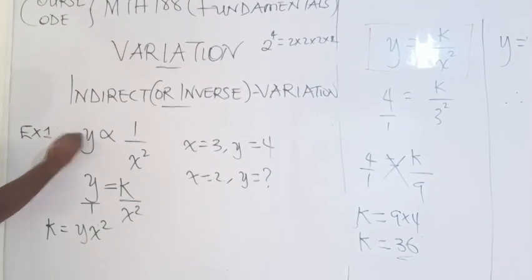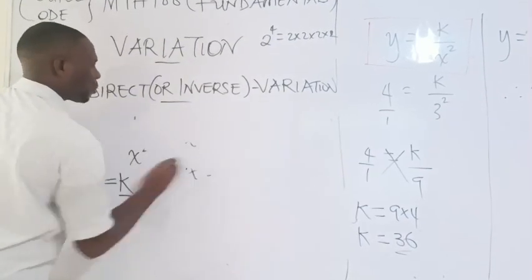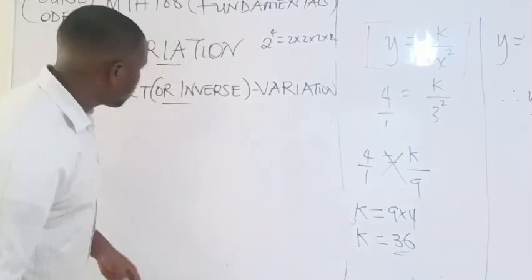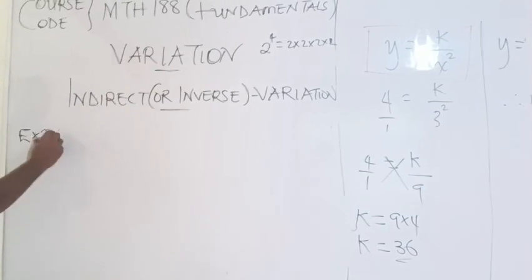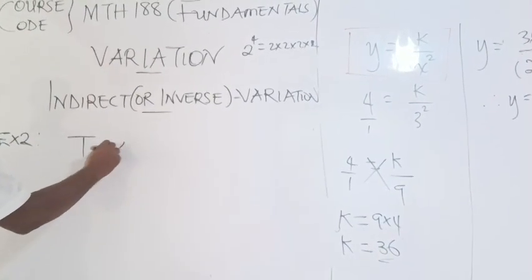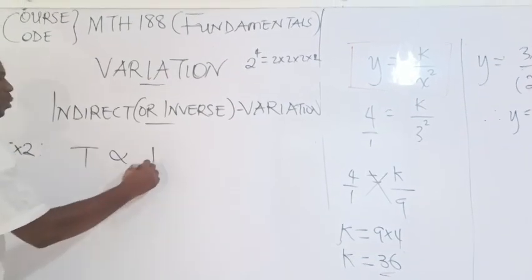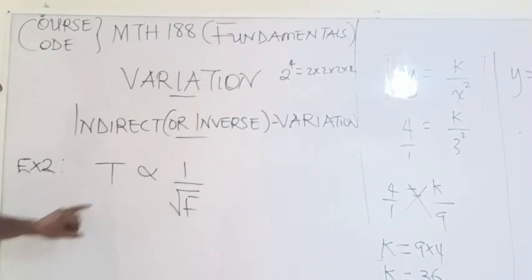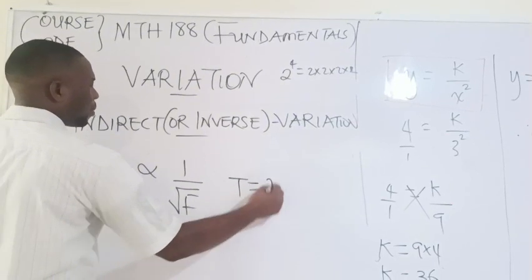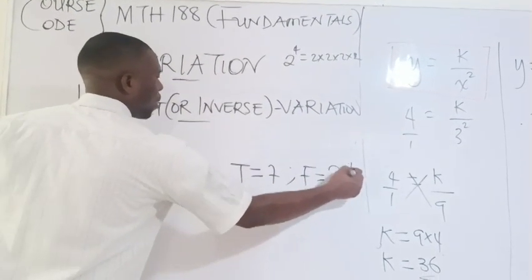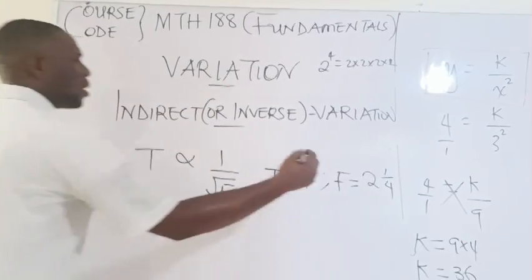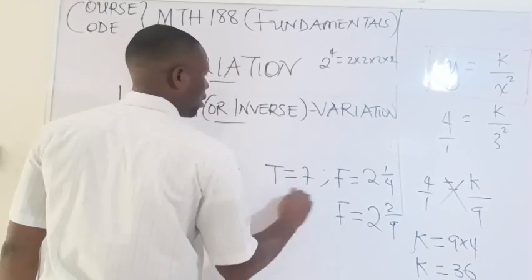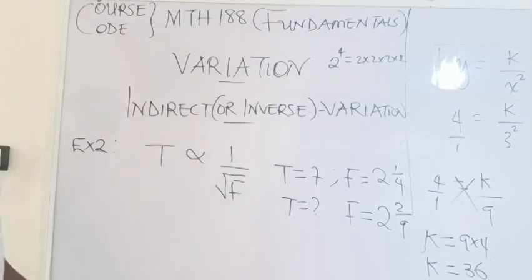All right. So the next example now, example 2. Quantity t is indirectly proportional to the square root of f. These are two quantities now. Let's say t is 7, and f is 2 whole number 1/4. So the question is this: what if I give you another value of f to be 2 whole number 2/9? What is t in that case?